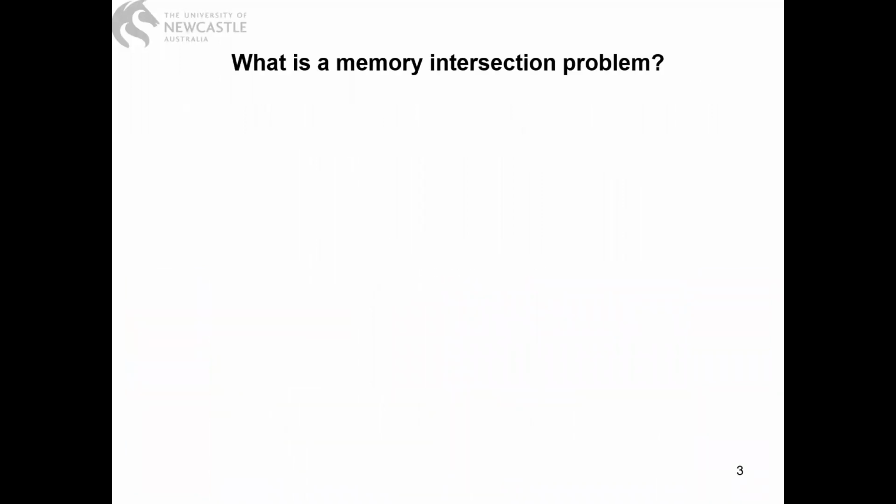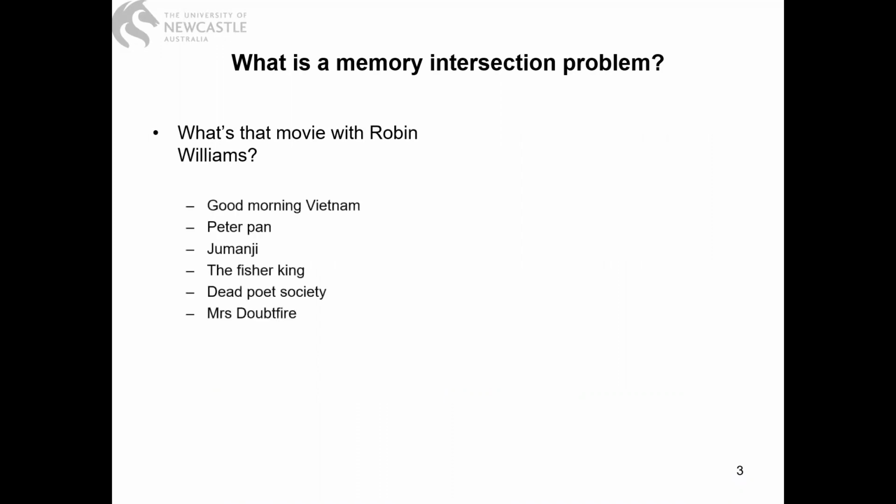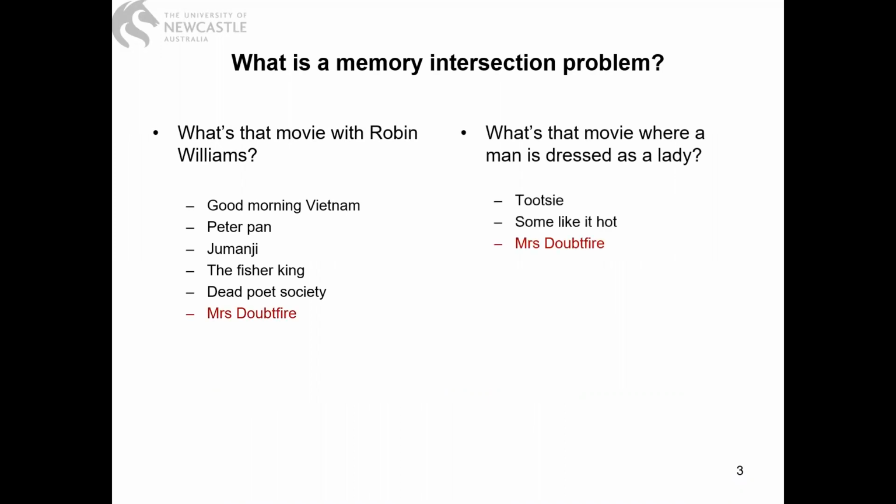First, let us understand what is a memory intersection problem. Suppose I ask you to think about a movie with Robin Williams. Naturally, a long list of movies could come to your mind, and you can't quite tell which specific movie I have been thinking about. To help you, I need to provide you with another cue, and it is the combination of the two cues that could lead to the single solution I have been considering, Mrs. Doubtfire.